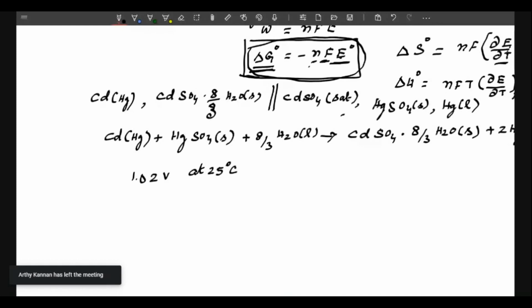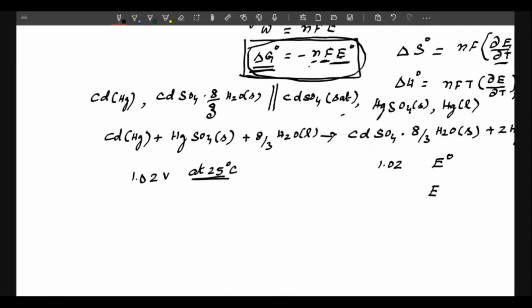Here, whether the 1.02 volt given is a standard EMF cell or other than this one, there is no mention about this. They just give it as the EMF, but it should be a standard one. How have you arrived at the standard one? Temperature is given, okay. And the electrolyte concentration should be 1 molar.